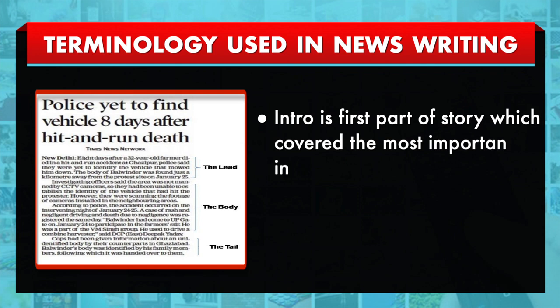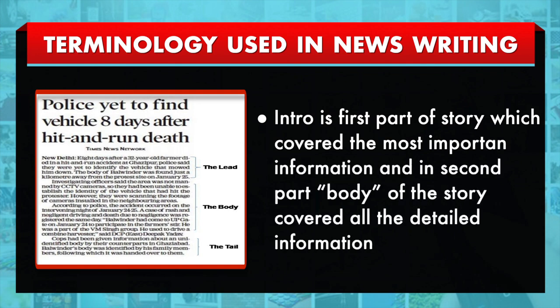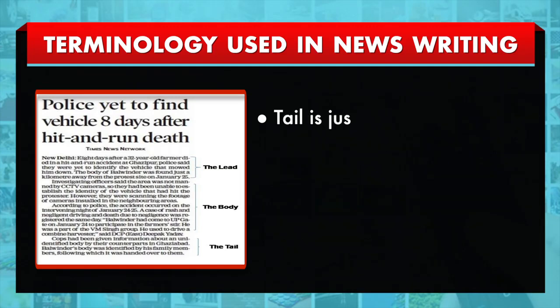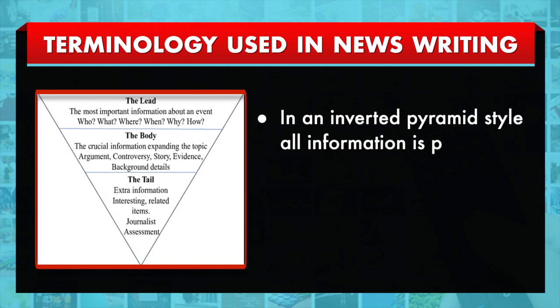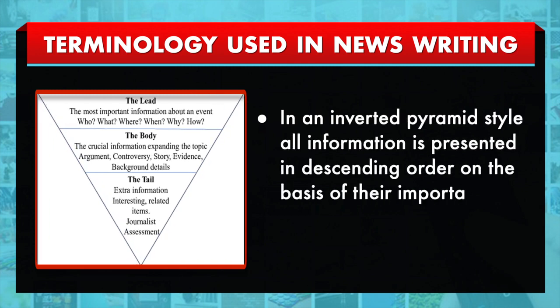Intro is the first part of the story which covers the most important information, and in the second part, the body of the story covers all the detailed information about the story. Tail is just like the conclusion of the story. In the inverted pyramid style, all information is presented in descending order on the basis of importance.